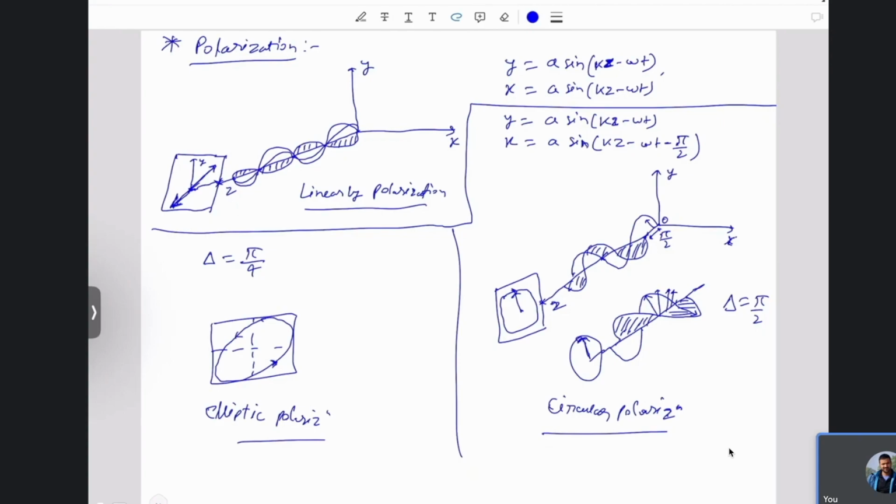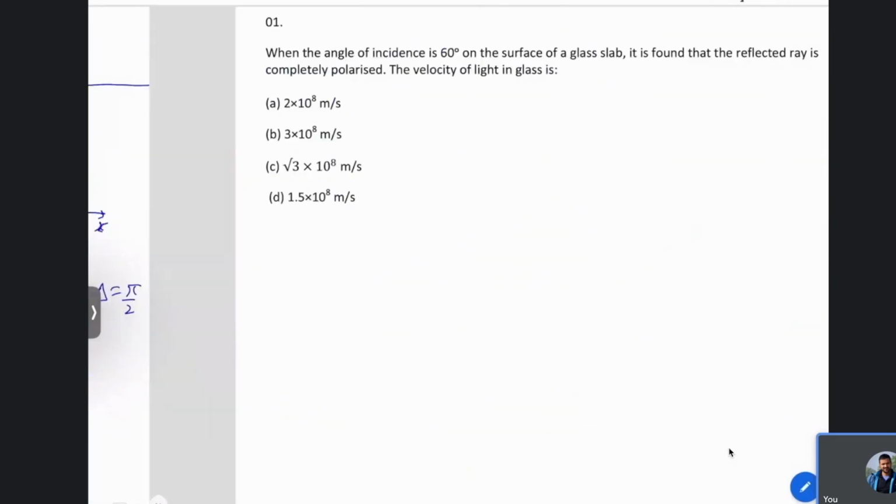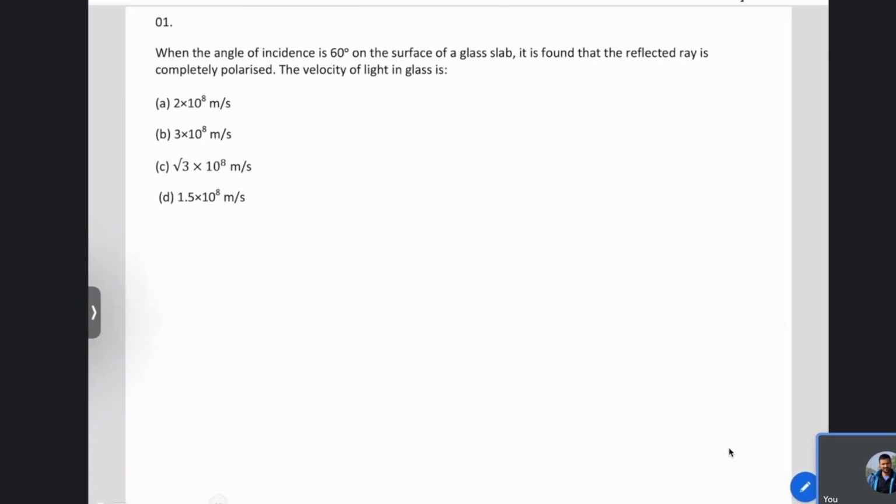So yeah, okay. Then let me go to the problems. Okay, and see how to deal with them. Okay, so first problem for today.